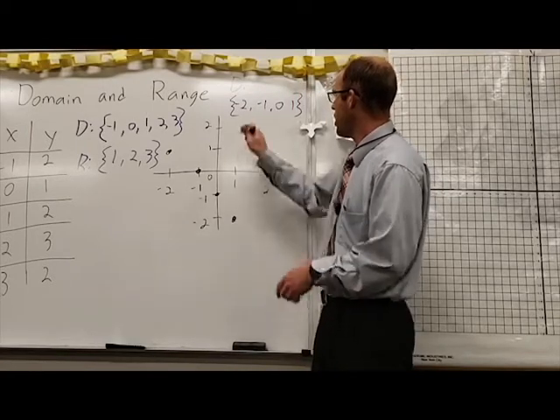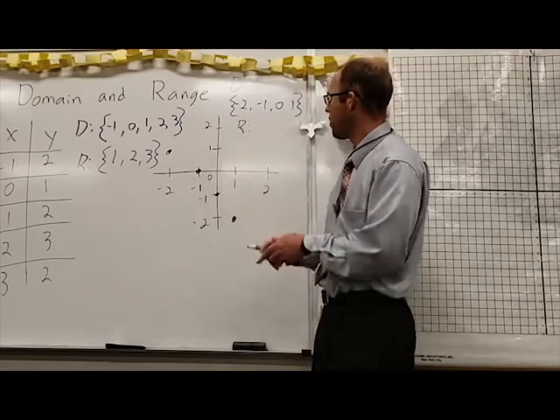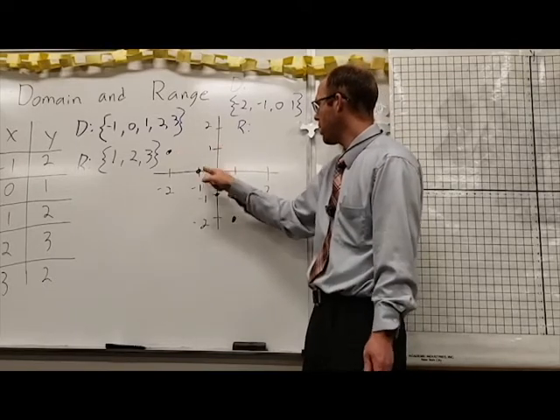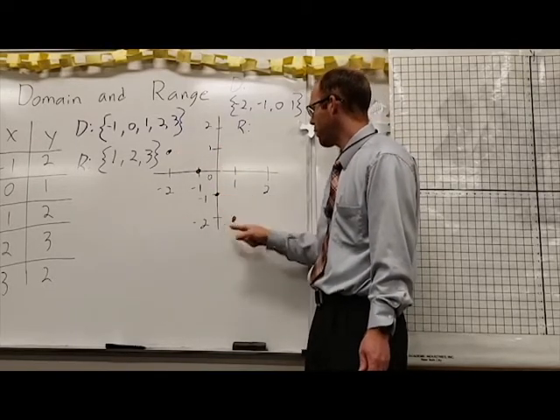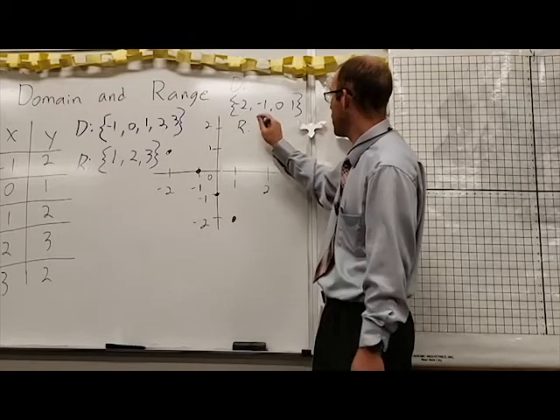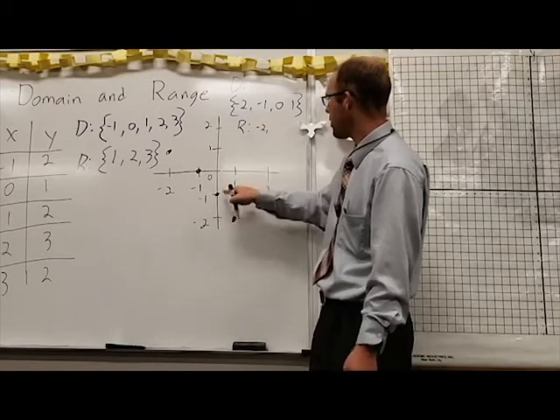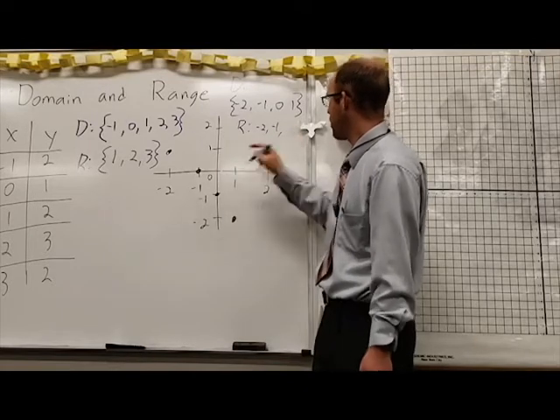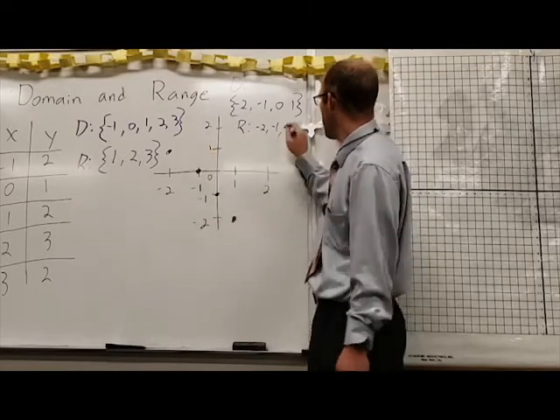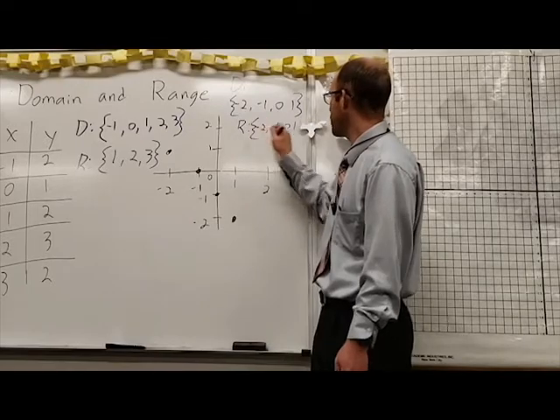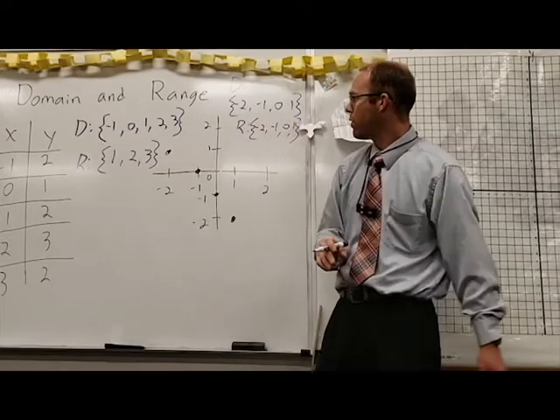Our range is the y values. So those would be 1, 0, -1, and -2 for this. So we'll start with our least. That would be -2, -1, 0, and +1. We enclose those again with braces, and we're finished with that.